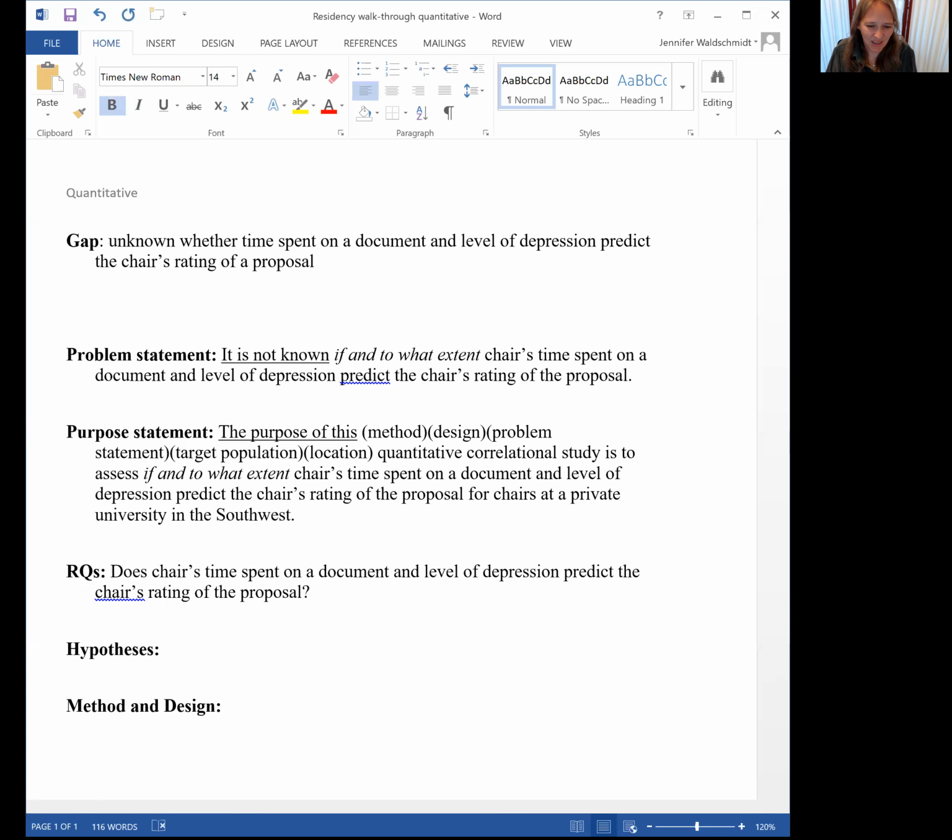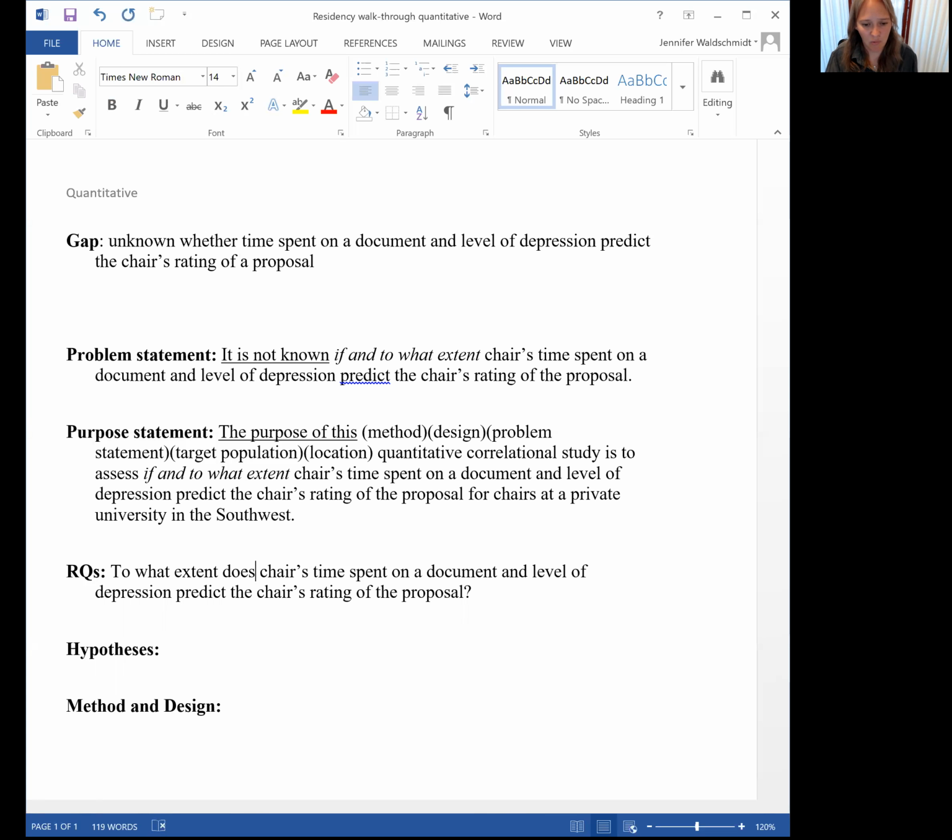Okay, great. Well, what does that tell us? It might predict a little bit, might predict a lot. We don't know because we're not asking that question. So instead of "does," let's leave in here our phrasing: to what extent does chair's time spent on a document and level of depression predict the chair's rating of the proposal?